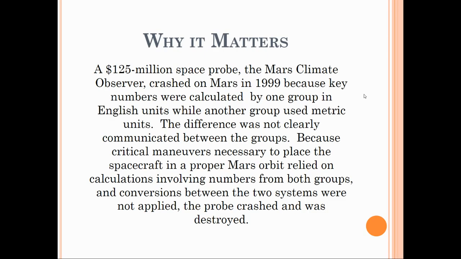So we said earlier what we would talk about: why it matters. A $125 million space probe, the Mars Climate Orbiter, crashed on Mars in 1999 because key numbers were calculated by one group in English units while another group used metric units. The difference was not clearly communicated between the groups because critical maneuvers necessary to place the spacecraft in a proper Mars orbit relied on calculations involving numbers from both groups, and conversions between the two systems were not applied. The probe crashed and was destroyed. So $125 million was lost because the conversion between English to metric and metric to English is not simple.